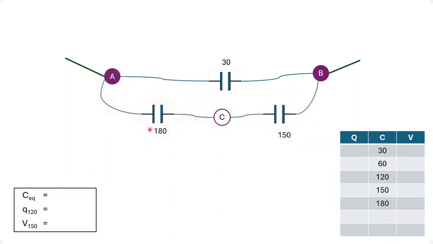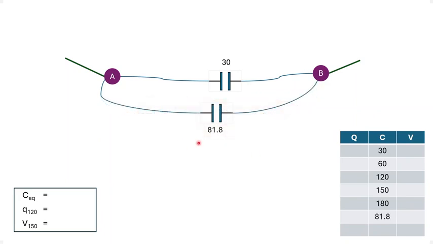We add 120 and 60 in parallel to get 180, and add that to the table. Then we continue. Now we see we have a series combination of the 180 and the 150. For series, we take the inverse of the sum of inverses, or product over sum. 180 times 150 divided by 330 is 81.8, and we add that to the table.